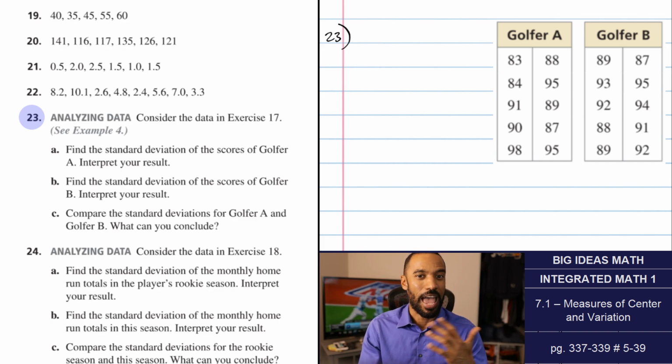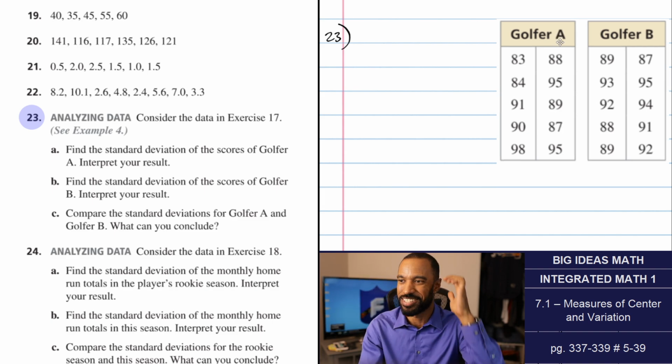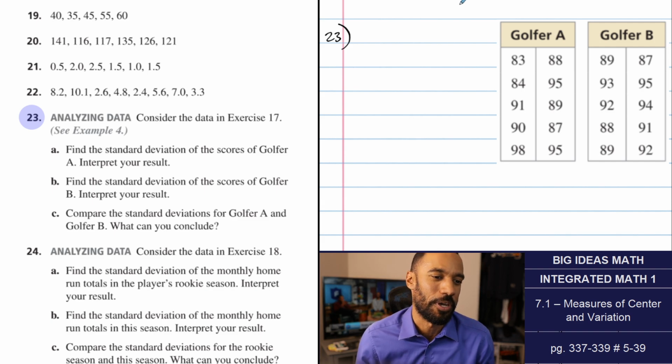I hit number 23 in every problem set that I do, and for some reason on this one, I wanted to talk about it, because we're talking about stats, I guess. How everything relates. Okay, guys, here we go.